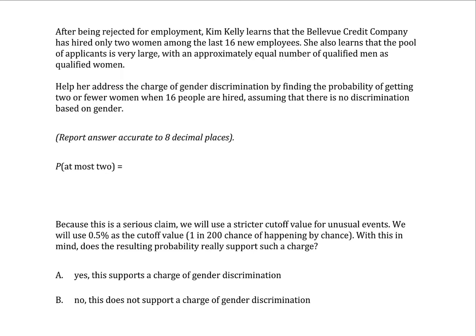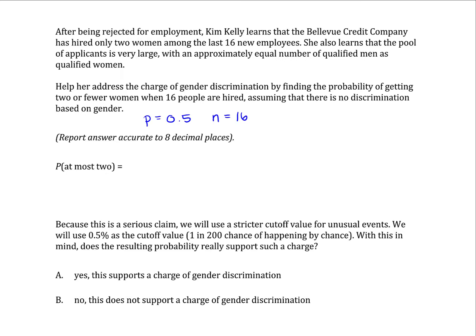So if there's no discrimination based off of gender, then what we're saying is the probability of being hired is 0.5. Because if there's no discrimination, then there's a 50% chance that the hire is male or female. The number of trials that we are working with here is 16, because we have 16 people hired.